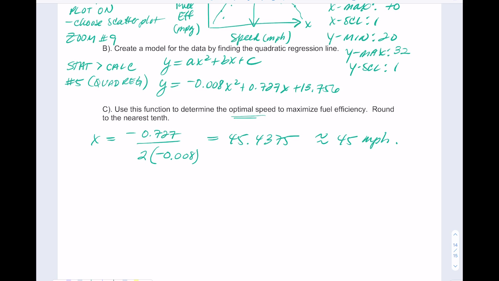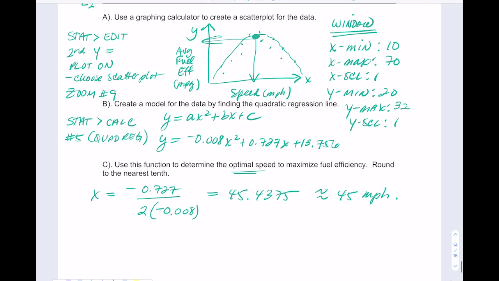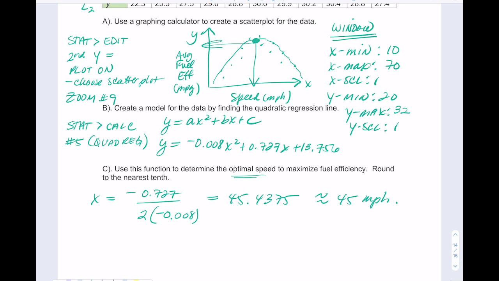So that means if you're traveling at 45 miles per hour, you'll burn the most optimal amount of fuel without wasting any or having excess. And also be able to go as fast as you possibly can without burning too much fuel.